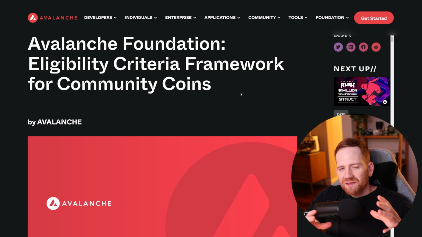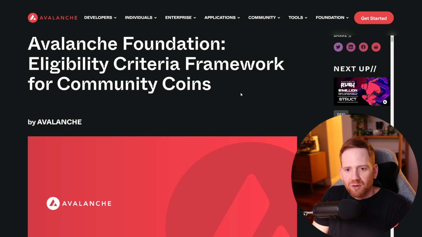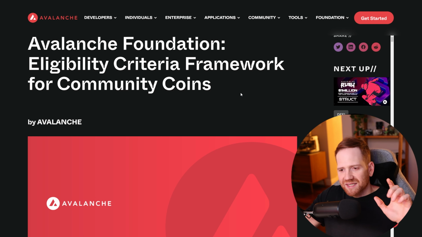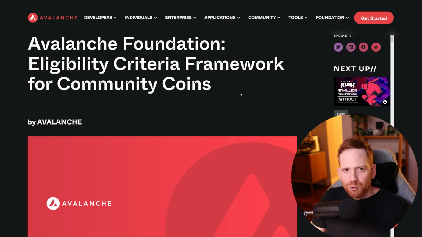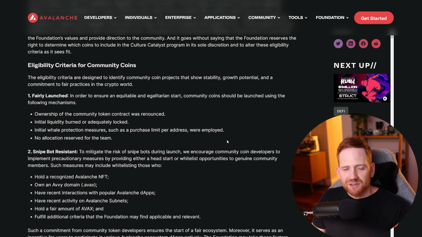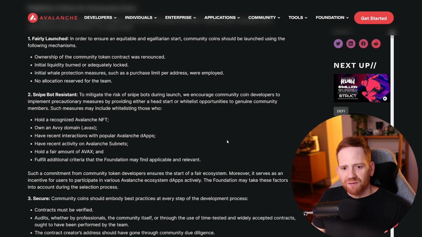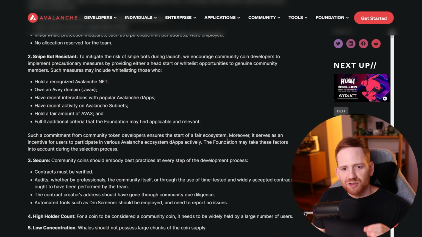And some people think the Avalanche team is insane for launching this program, but they've actually launched an Avalanche Foundation for community coins. And really what this means is that they're willing to support even meme coin projects, because again, there's no better marketing than a meme coin. Now, there's quite a bit of criteria here, so don't just go launch a meme coin assuming the Avalanche team is going to buy your bags, right? There are quite a few different things that have to be considered.